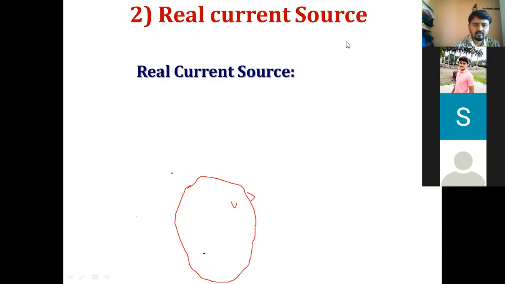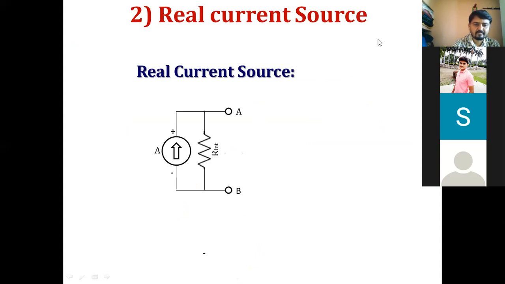Just a minute, I will clear all diagrams. This is the next real current source. They have drawn one diagram here. See here, a circuit like this will come. We can tell which circuit it is, a real current source or a practical current source.